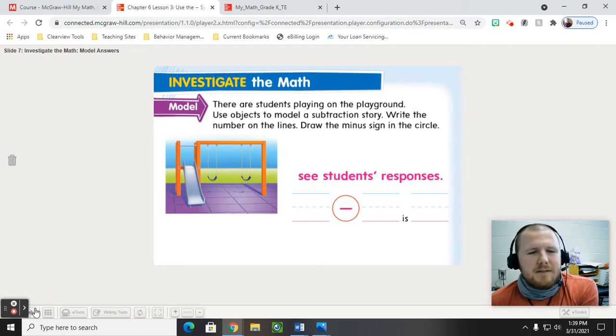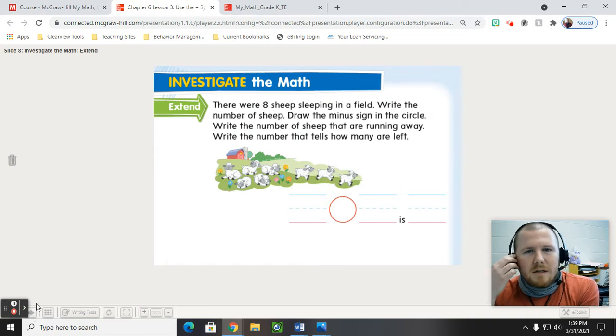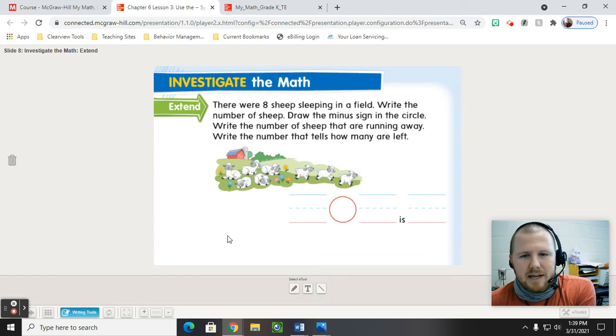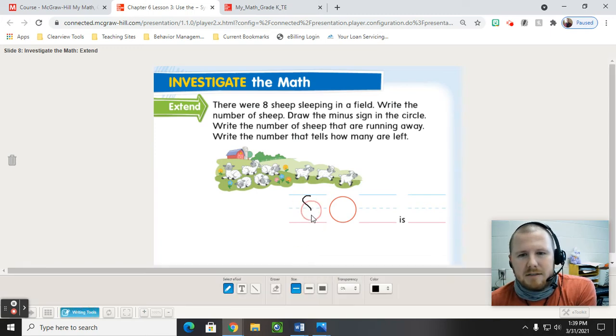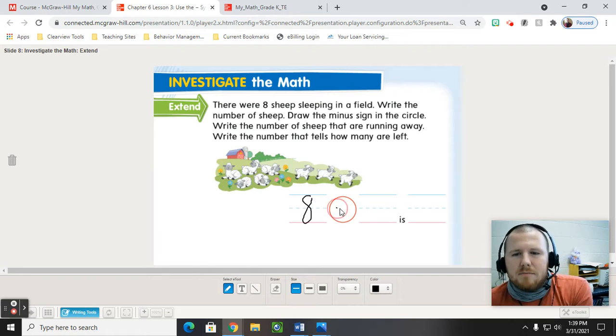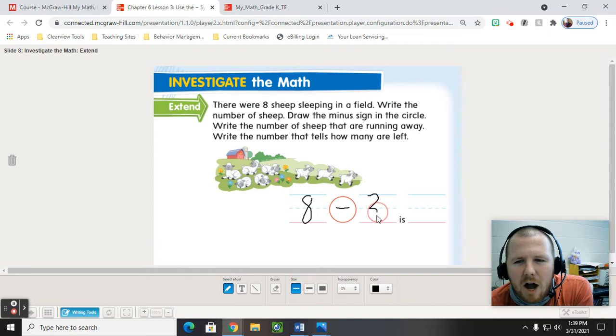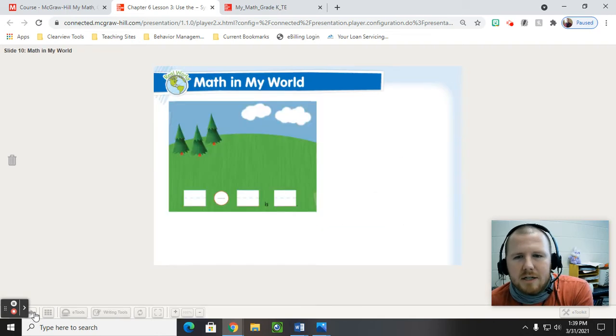Okay, let's take a look. There are 8 sheep sleeping in the field. Aww. Okay, so we gotta write an 8. Draw a minus sign in the circle. Okay, got it. Write the number of sheep that are running away. How many are running? 1, 2, ooh, 3 are sneaking off. They're sneaking away. How many are still sleeping? 1, 2, 3, 4, 5. All right, cool. See? Not too bad. It's all about looking at the story and just looking at what's happening.